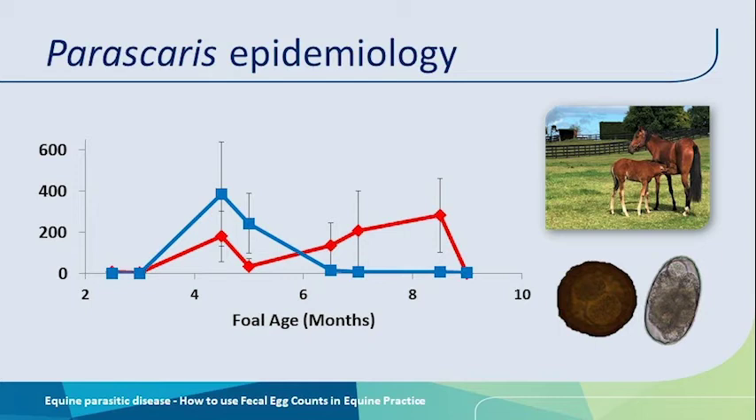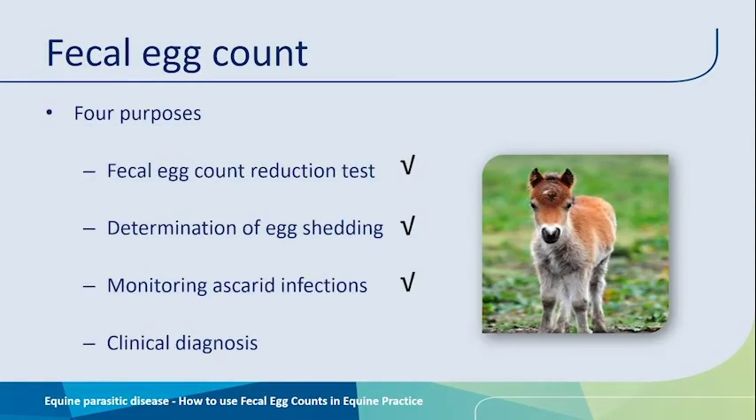So we think that this is an epidemiological pattern that is independent of weather, climate, and time of year, but really is primarily driven by the age of the foals. And so that's likely to also be the case in New Zealand, for example. The monitoring of ascarid infections is yet another useful way of incorporating fecal egg counts in your parasite control program.